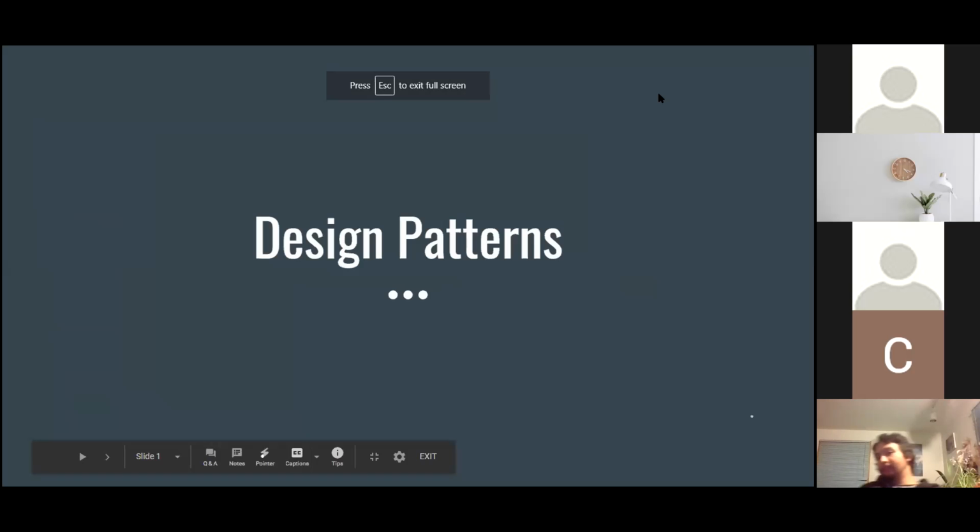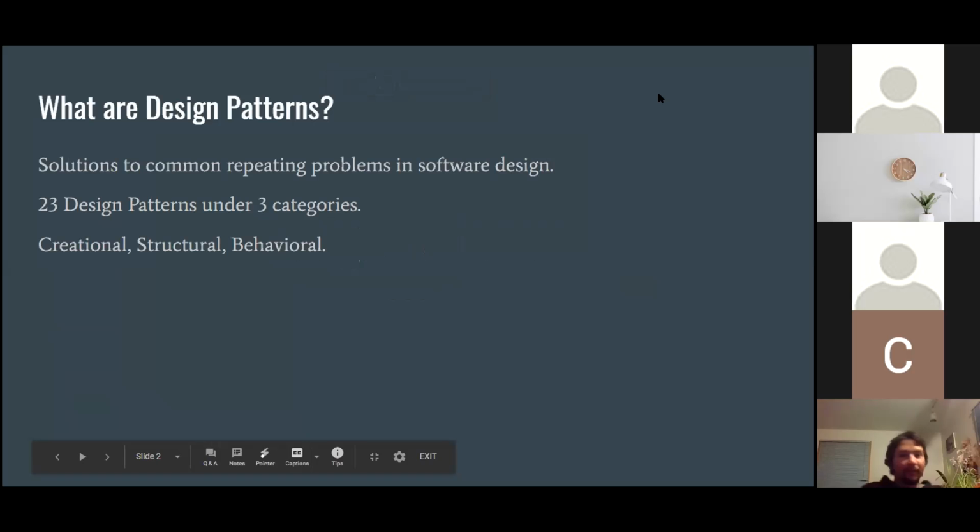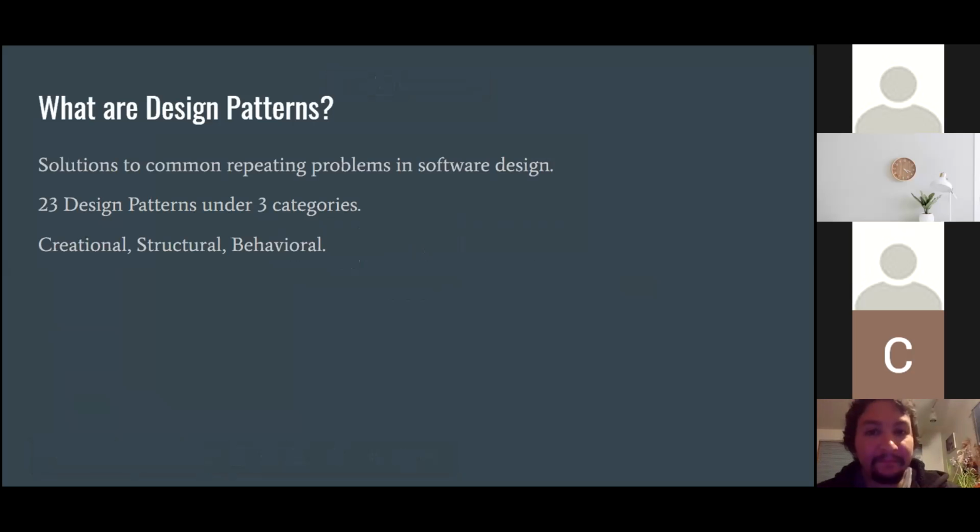Okay, so design patterns. Design patterns are solutions to common repeating problems in software design. There are 23 patterns under 3 categories, the categories being creational, structural, and behavioral.